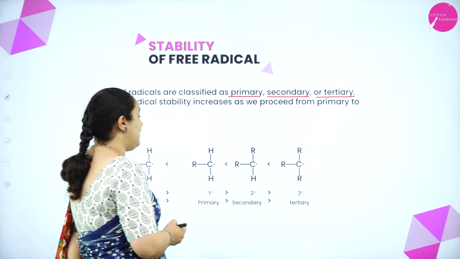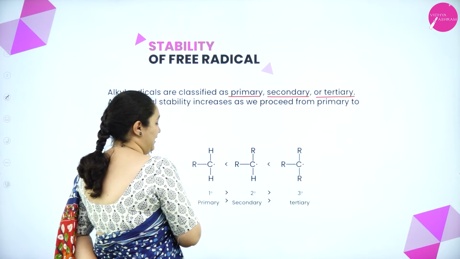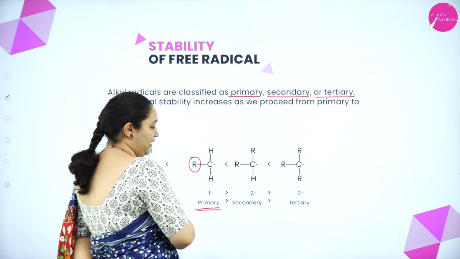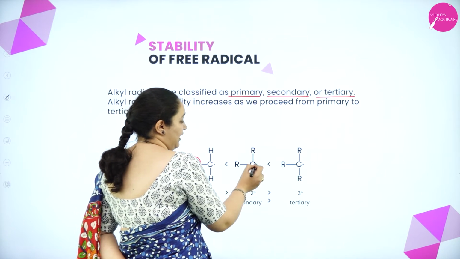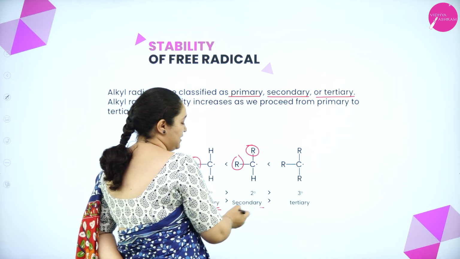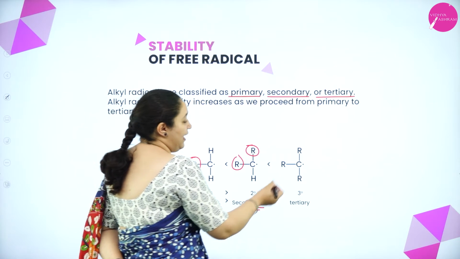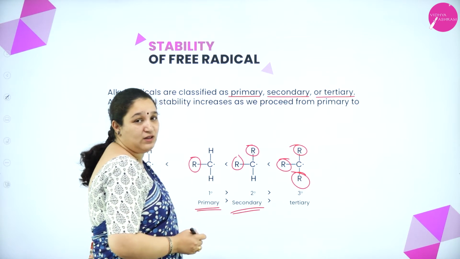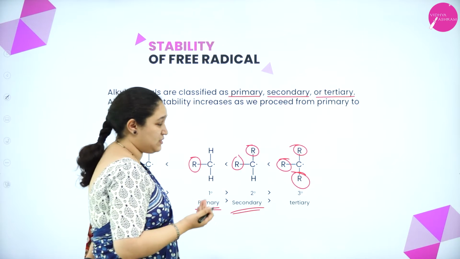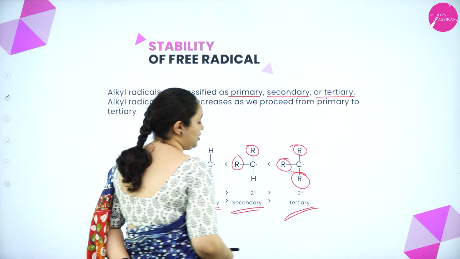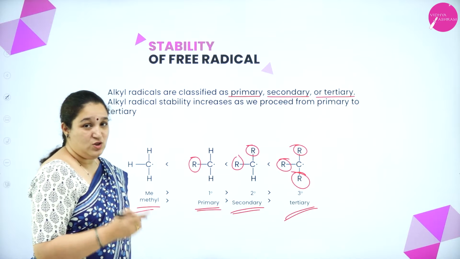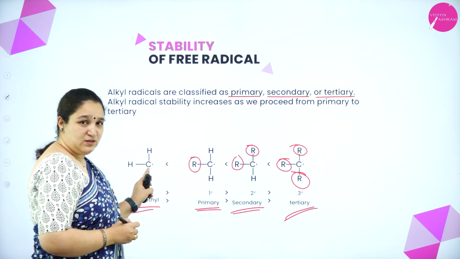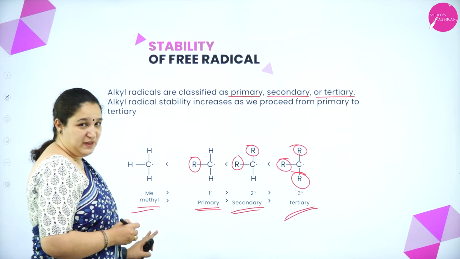Okay. Whereas the carbon with a single electron has got 1 carbon neighbor, then it is primary free radical. If the carbon with the electron has got 2 carbon neighbors, then it is secondary free radical. And the carbon with the free electron has got 3 alkyl groups or 3 carbon neighbors, then we call it as tertiary free radical. So once again, carbon, single carbon atom with a extra electron, it is methyl free radical.